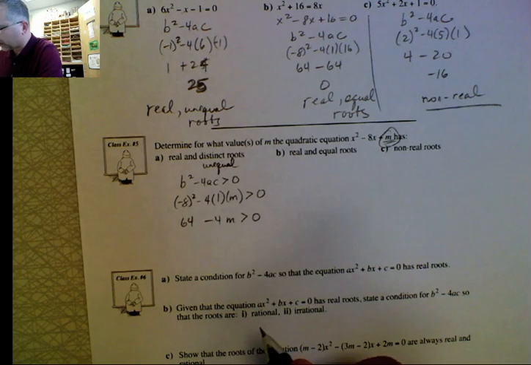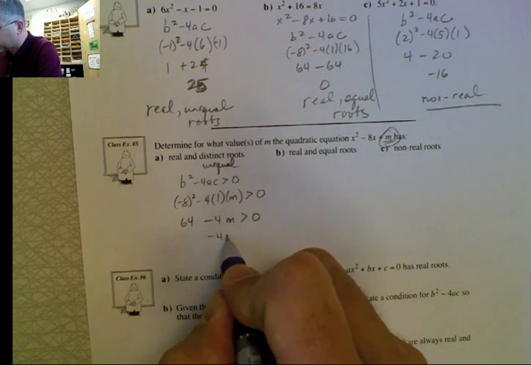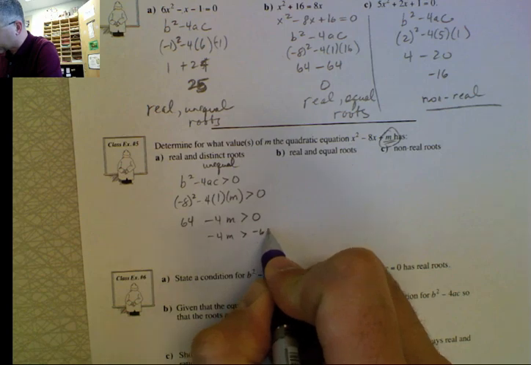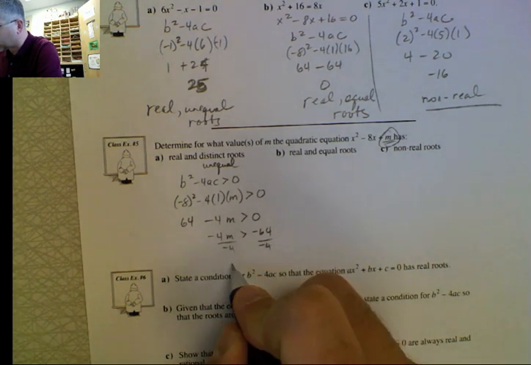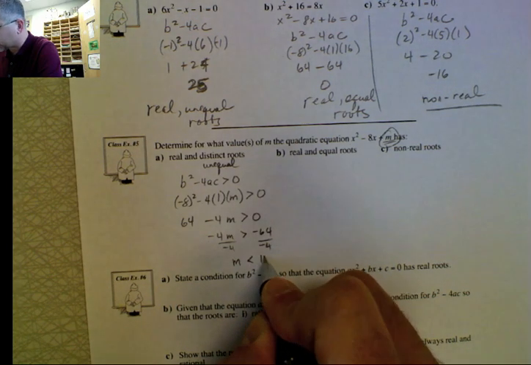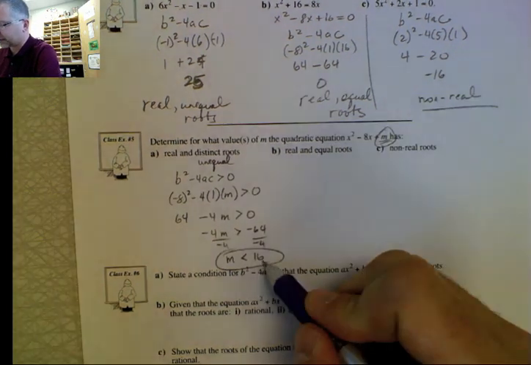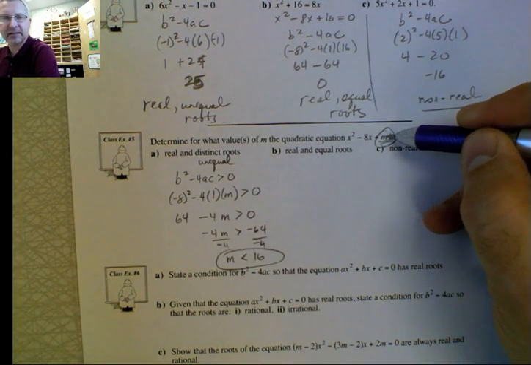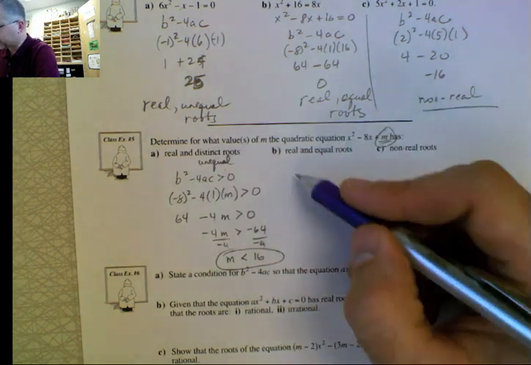So if we solve for m, if we subtract 64 and we divide by negative 4, remember, anytime you divide by a negative, the direction of that sign has to change. So m has to be any value less than 16. If we put any number less than 16 in here, we're going to get real unequal roots.